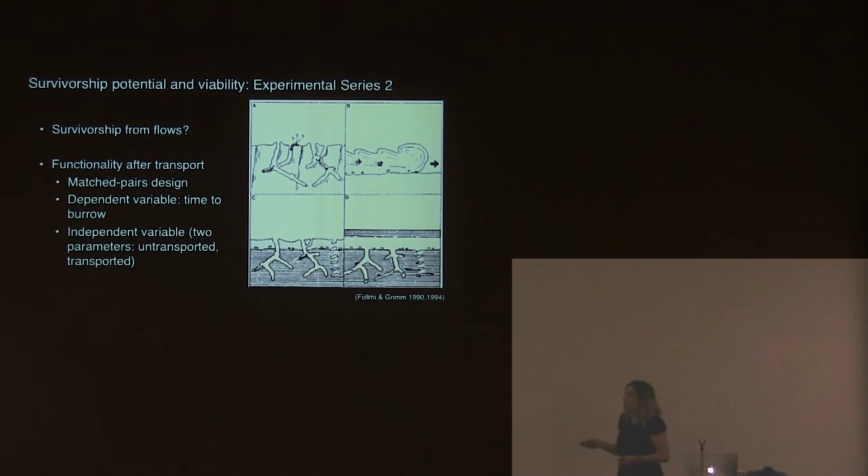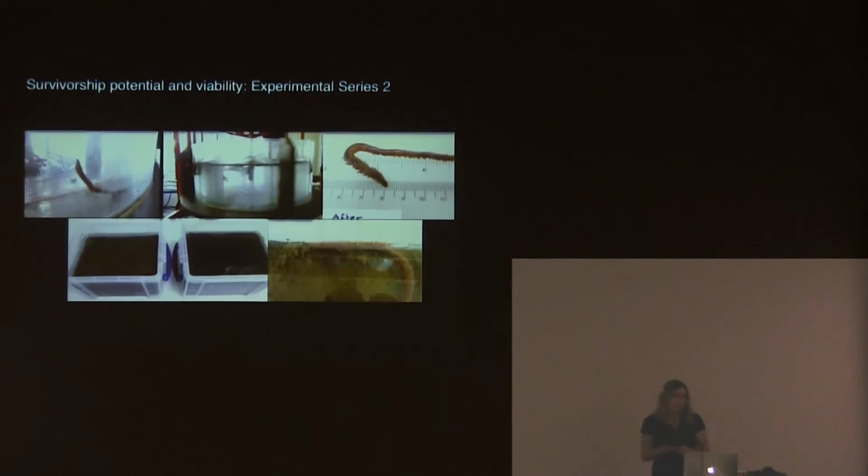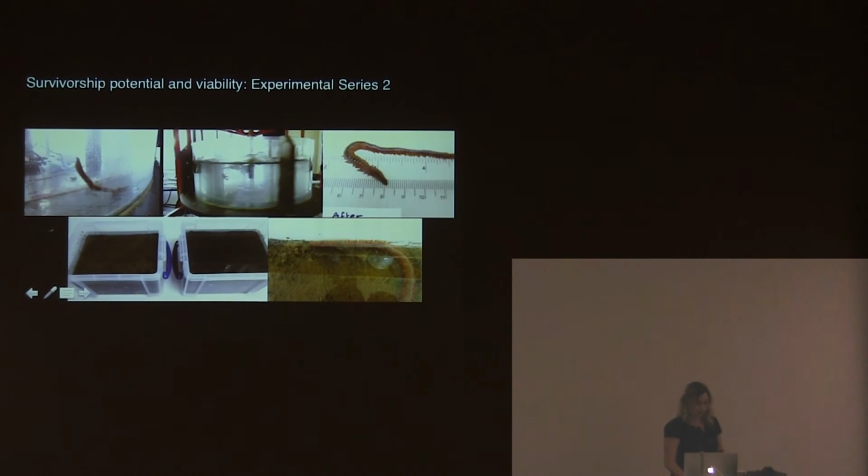So for this, again, I went back into the lab to do more experiments. I did a matched pairs design. This time you have a dependent variable, which is your time taken to burrow, and then your independent variable, which is an untransported polychaete, and I compare that time taken to burrow to the transported one. So this is what it looks like in the lab. You get a happy polychaete in the tank, unaware of what's about to happen.